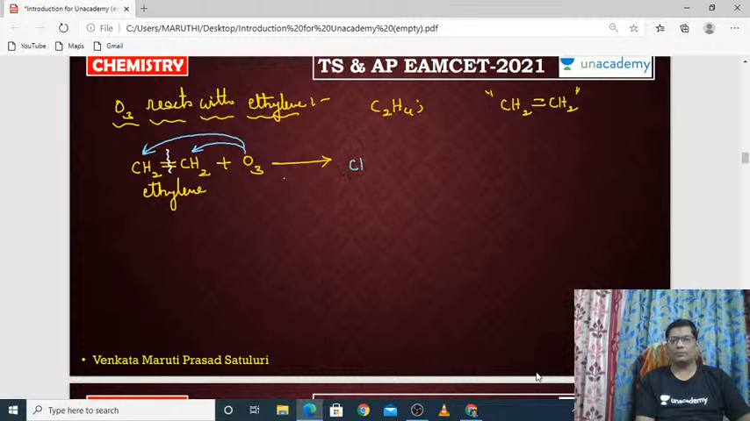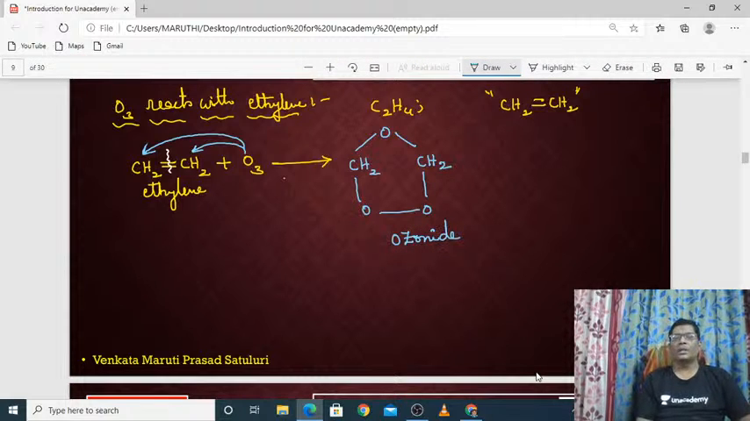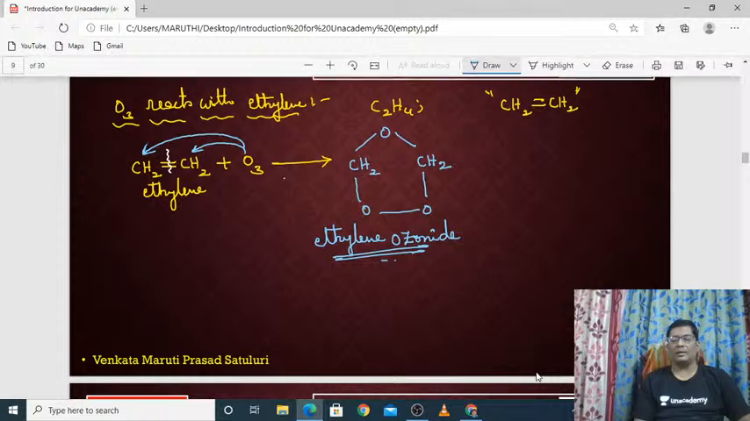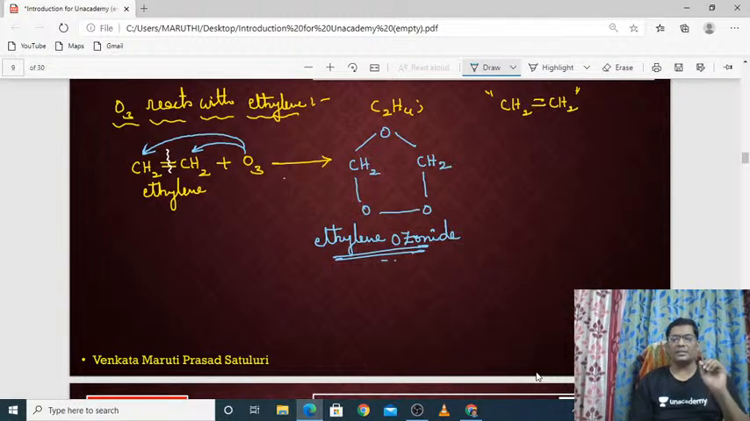See, CH2 and CH2, with three oxygens of the ozone attached like this. This entire molecule is called an ozonide actually. But since this ozonide is coming from ethylene, it is called ethylene ozonide.